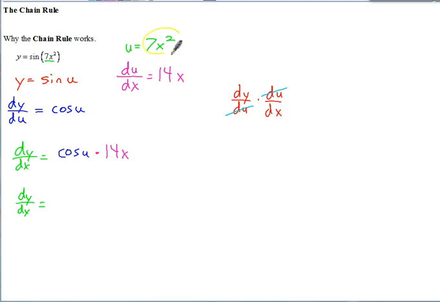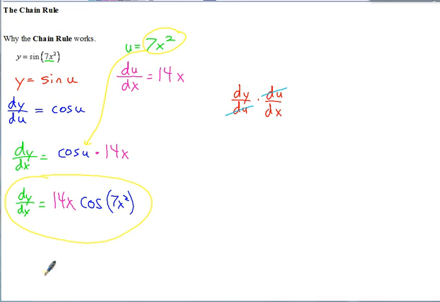But we know u equals 7x squared. So we can take that and substitute right back in there. I'll just pull the 14x out in front. And then we've got the cosine. Instead of u, we'll put back in the 7x squared. So that would be your derivative.